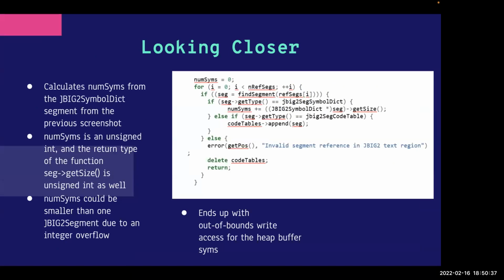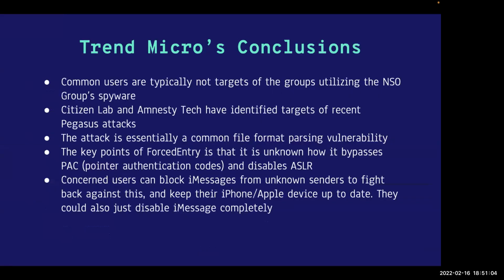And looking closer at it, calculating numSyms from the JBIG2 symbol dict segment from the previous screenshot, numSyms is actually an unsigned integer, and the return type of the function seg_to_get_size is unsigned as well. And numSyms could be smaller than the JBIG2 segment due to an integer overflow, which ends up with an out-of-bounds write access for the heap buffer, which is where this zero-click implements itself.